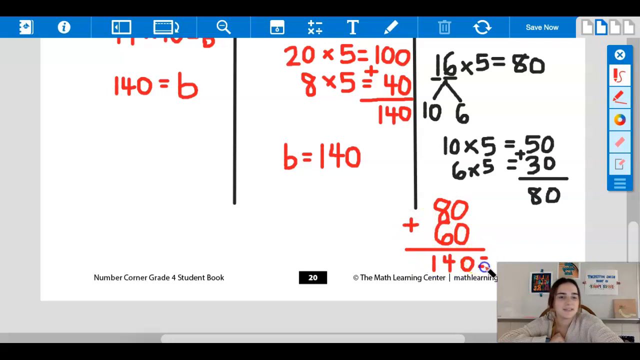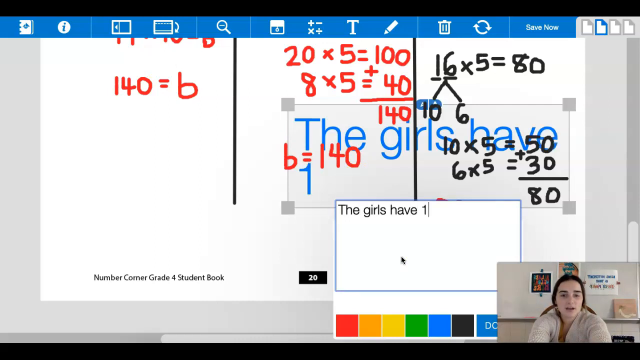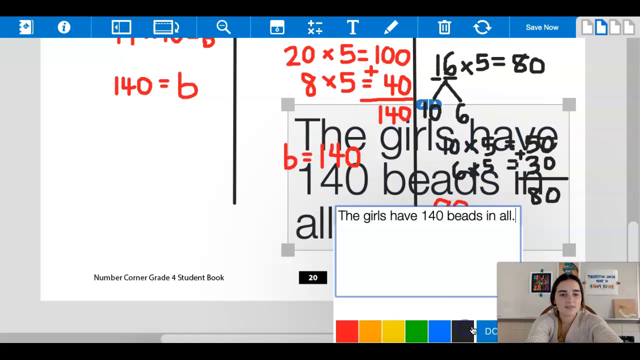140 beads. No matter which strategy you chose, make sure that you write a complete sentence to show your answer. The girls have 140 beads in all.